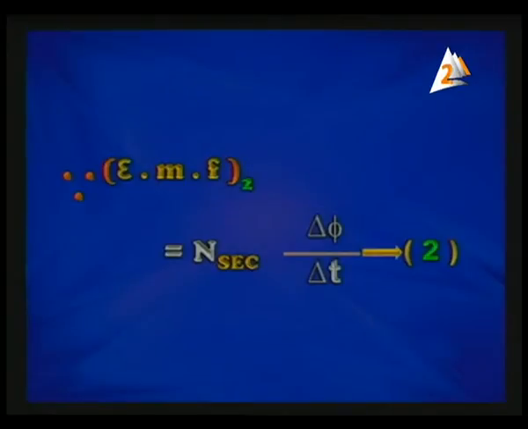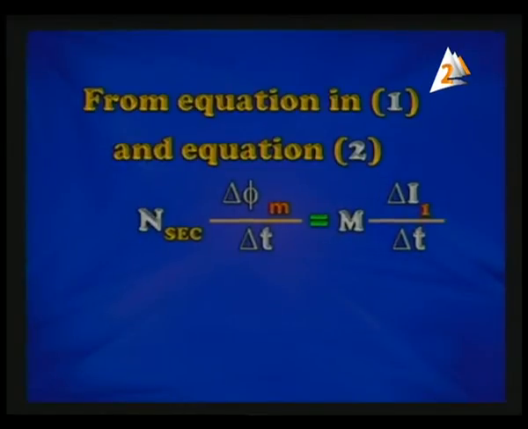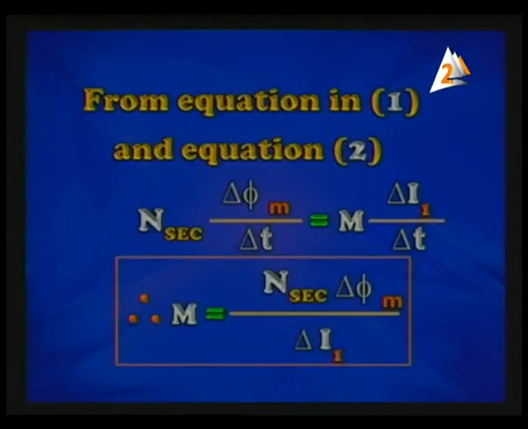EMF, as I said, is equal to N, the number of turns on the secondary coil, times delta phi over delta t. This is from Faraday's law. So from equation 1 and equation 2, N secondary delta phi magnetic over delta t is equal to M delta I1 over delta t, and of course delta t will be crossed out. In this case, M is equal to the number of turns on the secondary, delta phi magnetic over delta I1.